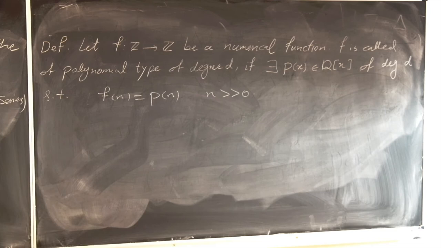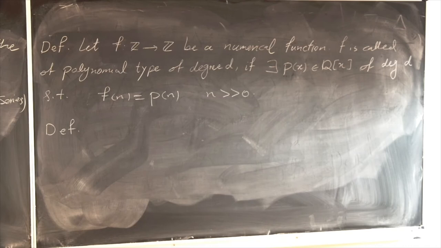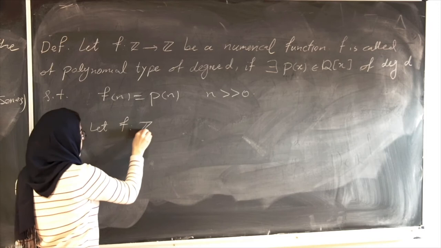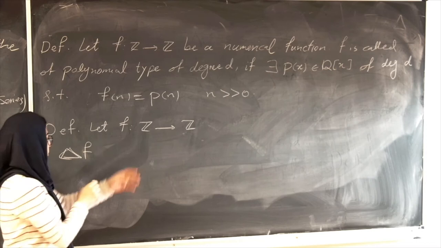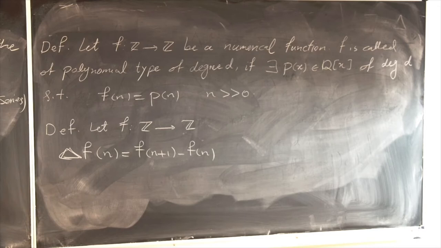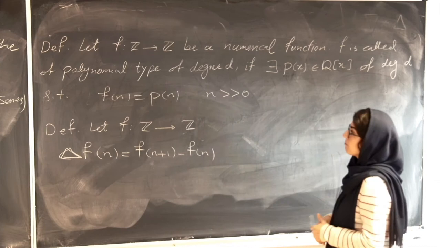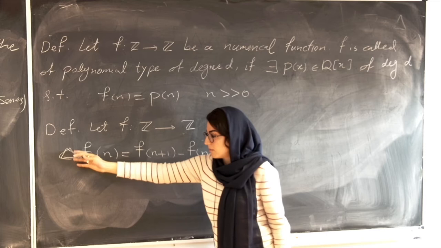I define an operator which we call the difference operator for any numerical function. So yet again, let f from Z to Z be a function. We consider delta f, again from Z to Z, which is defined in terms of f in this form. So we want to explain this property of being of polynomial type in terms of this delta f or higher powers of this operator.